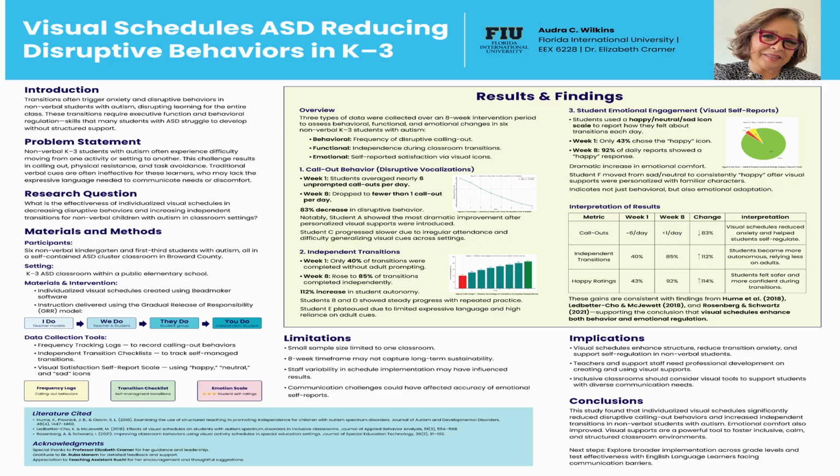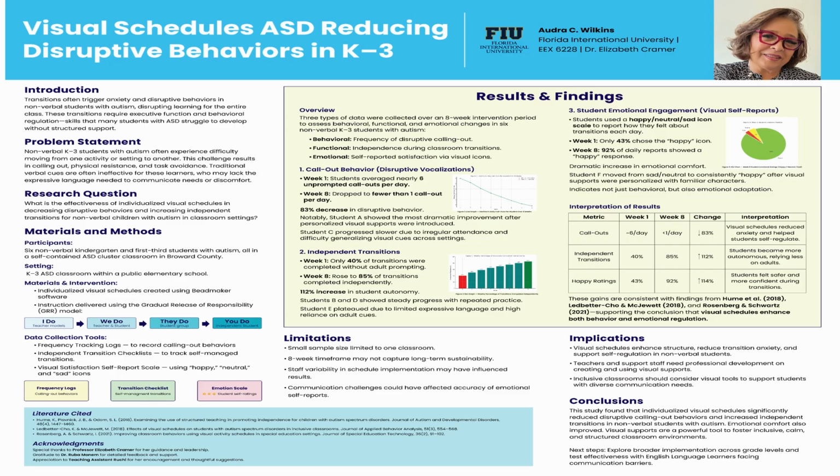Third, we tracked the student emotional engagement through visual self reports. Students used a happy, neutral, and sad icon scale to report how they felt about transition each day. During week 1, only 43% chose the happy icon. During week 8, 92% of the daily reports showed a happy response.